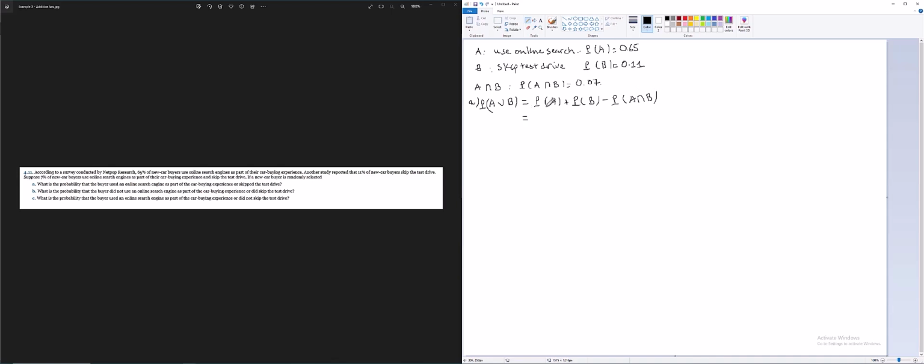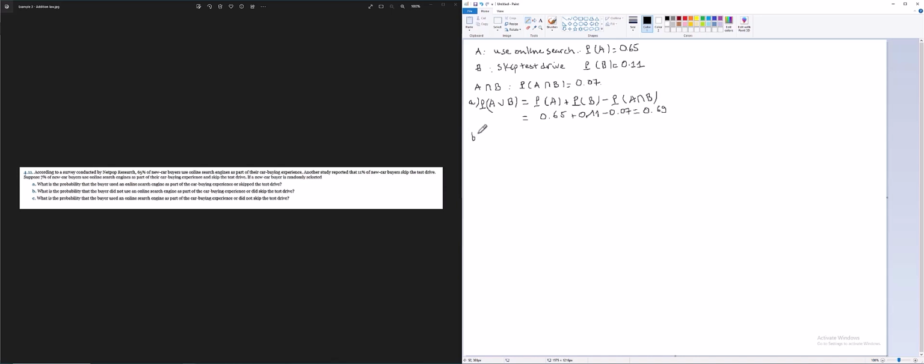Now here we have all the numbers, so we just need to plug them in. That's 0.65 plus 0.11 minus 0.07, and the math here should give you 0.69 or 69% that a car buyer either uses online search or skips the test drive.